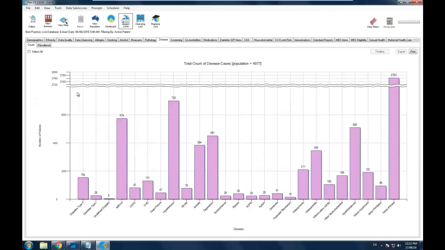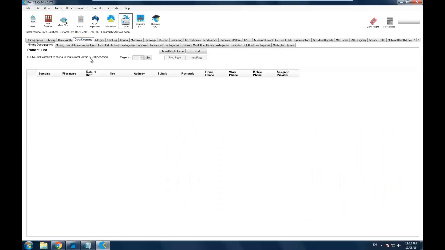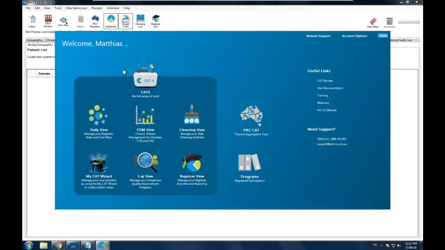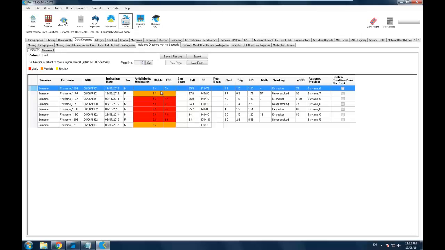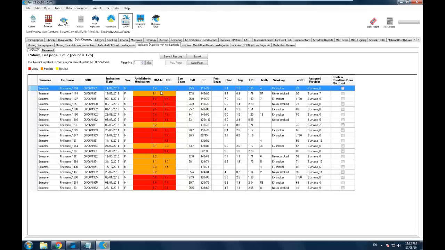The next thing around the diabetes register I want to show you is in the cleansing report. So the tab is data cleansing. You could also go to cleansing CAT up top here, or a third way, from the dashboard, you can go to the cleansing view as well. They all go to the same place, and these are the cleansing reports. And the one that we're interested in here is the indicated diabetes with no diagnosis. And I might have mentioned this in the previous session. Topbar also does exactly the same thing.